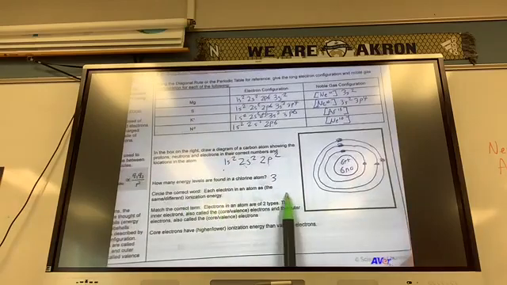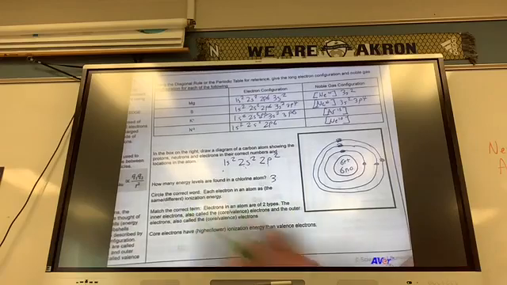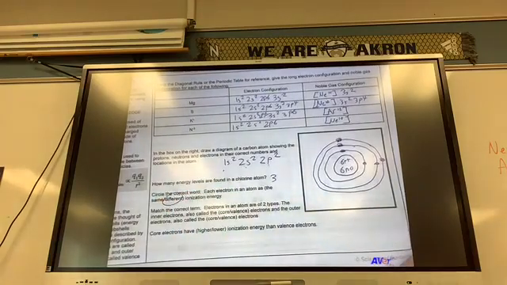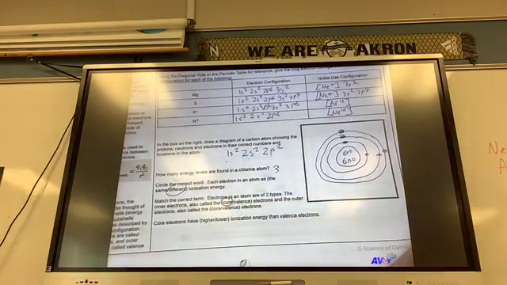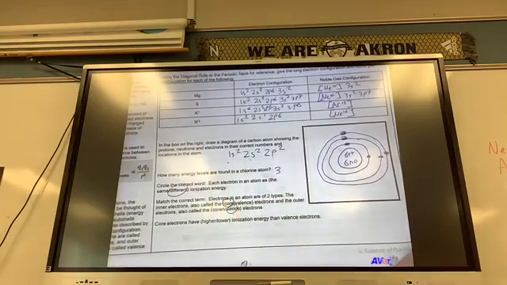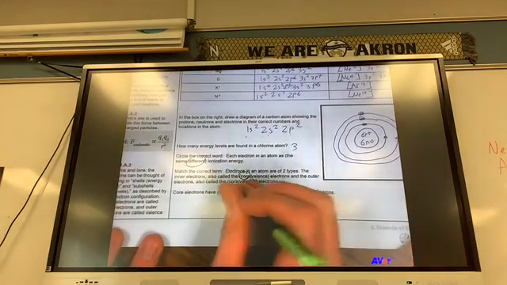Circle the correct word. Each electron in the atom is the same or different ionization energy. Different. Match the correct term. Electrons in an atom are of 2 types. The inner electrons are also called the core, and the outer electrons are the valence. Remember core charge? Core electrons have a higher. Why?